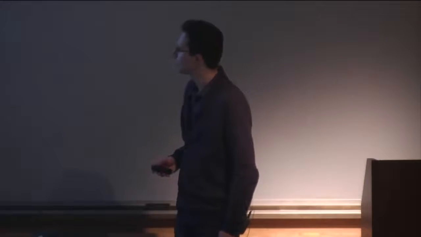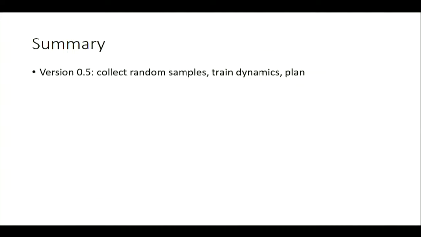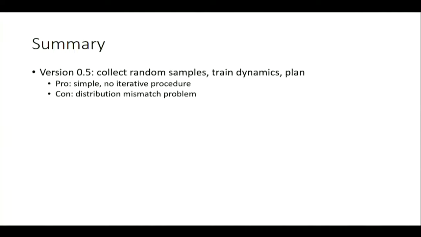Okay. So here is a summary of these model-based RL algorithms that I presented. So we had version 0.5, which is collect random samples, train your dynamics, and then plan, and then just execute that plan. The advantage of that is that it's simple. There's no iterative procedure. You could, in principle, use data that somebody else just gave you, so you don't have to actively collect more data. The disadvantage of this is that in the general case it might not work because of the distribution mismatch problem.